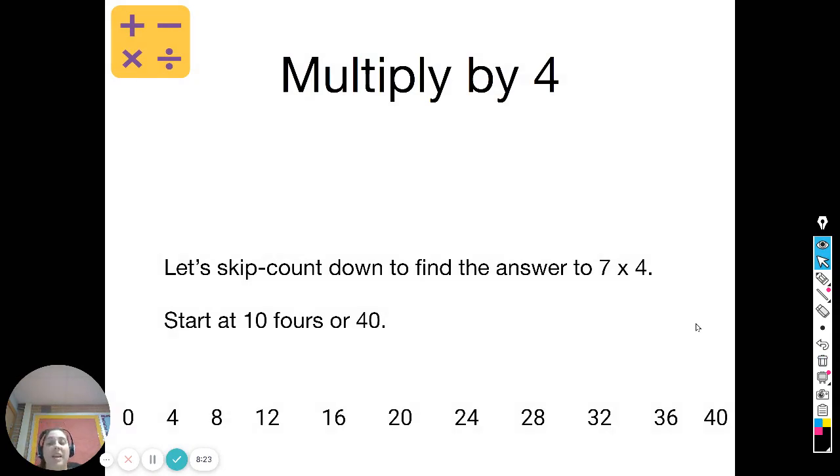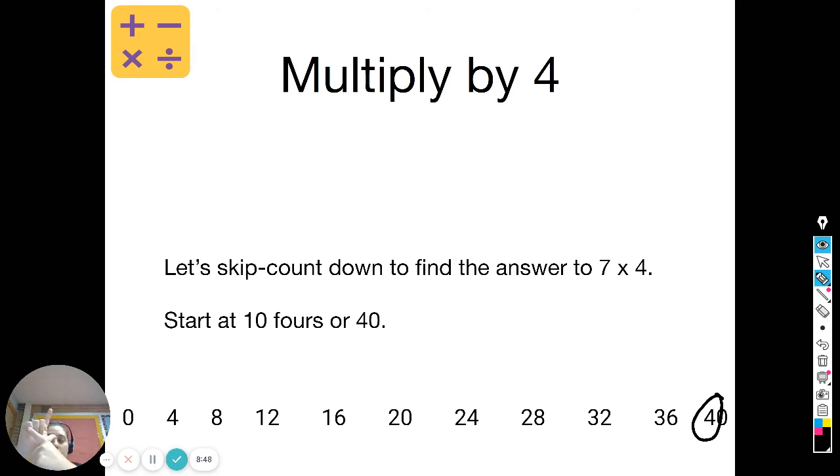Okay, so another way is to skip down. So this one has 10 fours, okay? 10 groups of 4, 10 times 4 is 40. So that's this number here. Now, if we have 10 fours and we need to get down to 7, how many fingers did I have to put down to get to 7?